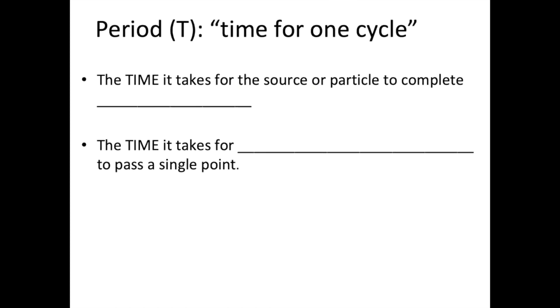Period is symbolized by capital T, and that's because it's a very special time. It's the time for 1 cycle. And you can once again consider either the source or particle, or you can look at a whole wave. So if you're looking at a source or a particle, the period is the time it takes for the source or an individual particle on the wave to complete 1 cycle. Another way of looking at it is that it's the time it takes for 1 wave or 1 wavelength to pass a single point.